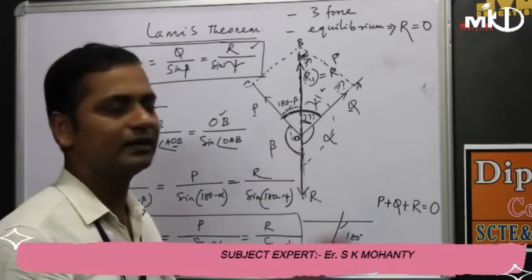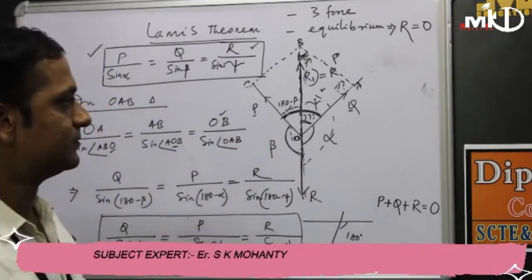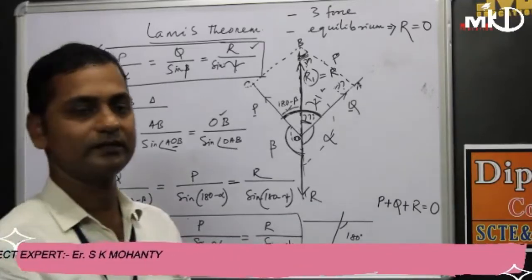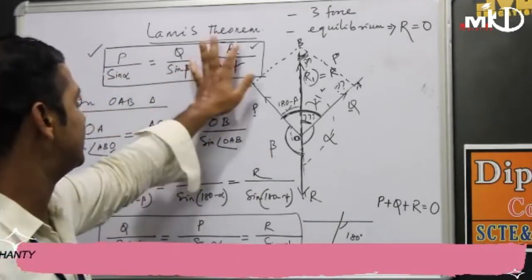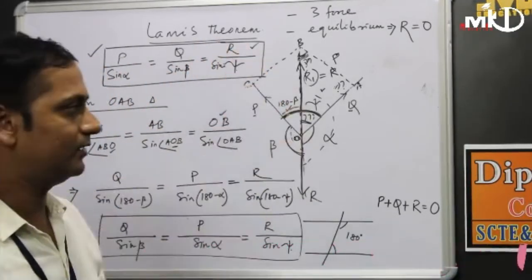This question is normally asked in the semester exams, and it is of 5 marks. The question is like this: state and explain Lami's theorem, then you will write like this.